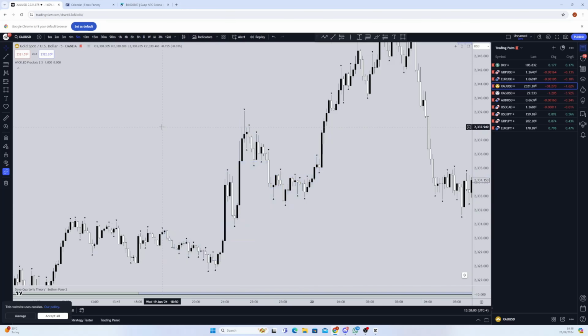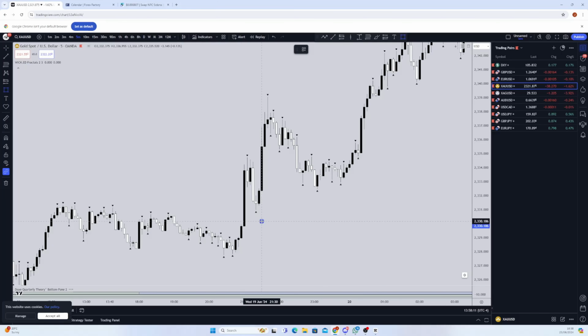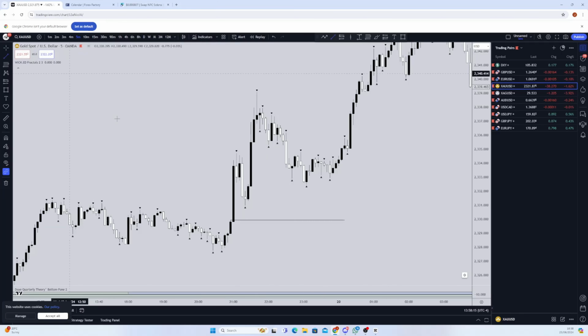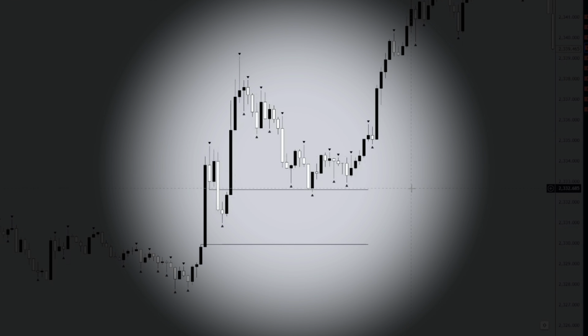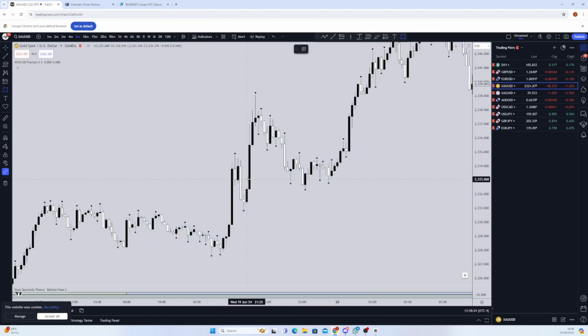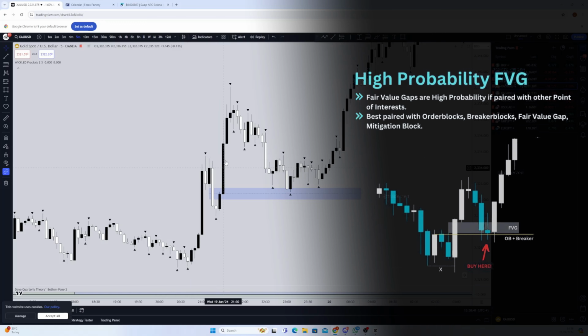Now, this is a fantastic example because it explains two concepts: an inversion fair value gap and a fair value gap. As you can see, the original fair value gap starts here and here. Price dipped into it, moved off, dipped into this fair value gap, and moved off. However, there is also a bearish fair value gap. Price disrespected this bearish fair value gap by having a candle close above it, and then it created a fair value gap off it. This is a very high probability fair value gap.